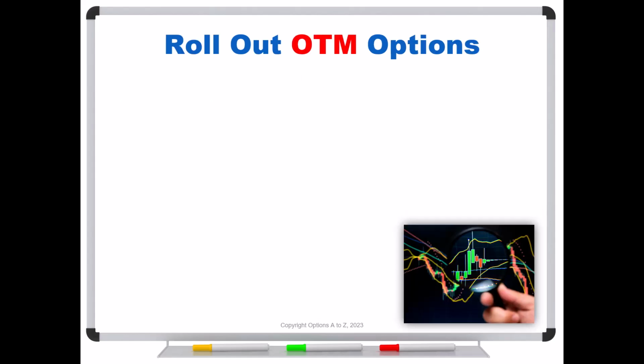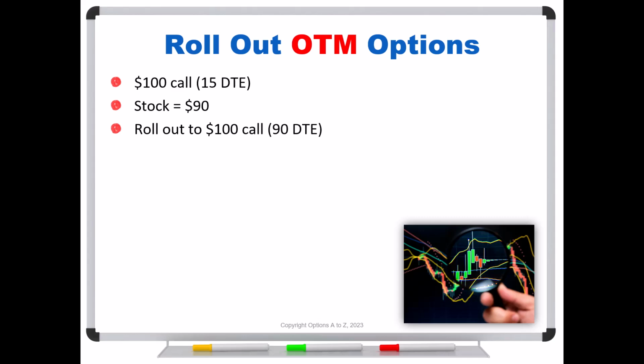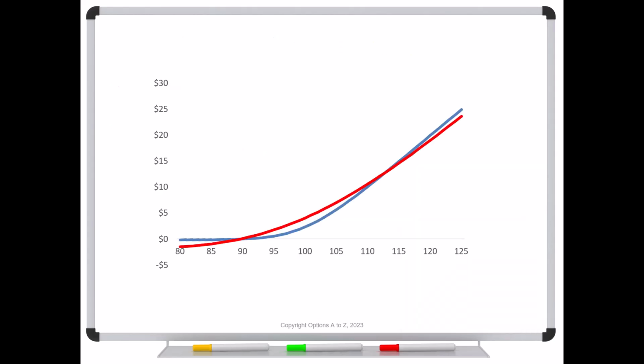So let's go through the same example here. We'll look at our $100 call with 15 days until expiration. But now let's say the stock has fallen to 90. Previously, we looked at the stock going up by 10 bucks to 110. Now we're going to say it's fallen 10 bucks down to 90. And what would happen if we roll out to the $100 call with 90 days until expiration now? What do the risk graphs look like? Well, now they look like this.